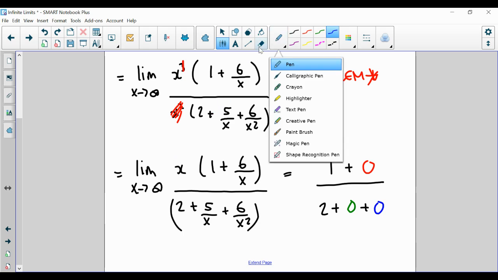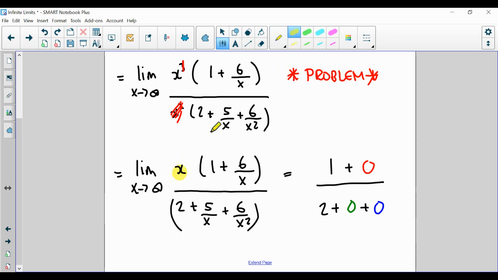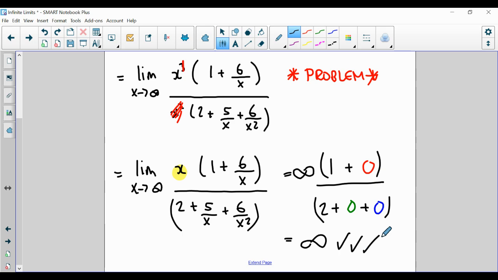However, we got this x right here. So what's the limit as x approaches infinity of x? Well, unfortunately, that is infinity. So this stuff doesn't matter. What's infinity times 1? Infinity. Infinity divided by 2 is still infinity. So the limit as x approaches infinity of this whole thing is positive infinity.